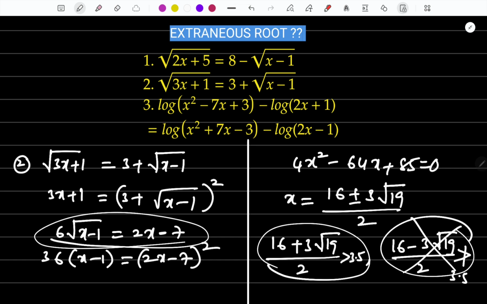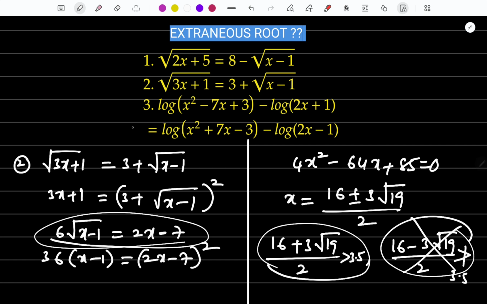Okay, of these two roots you are getting, one is not satisfying the given equation, therefore one is an extraneous root in this case. I hope you understood what is meant by extraneous root here. On solving we are getting two roots, but one is not satisfying the given equation, and the one which is not satisfying the given equation is called an extraneous root.